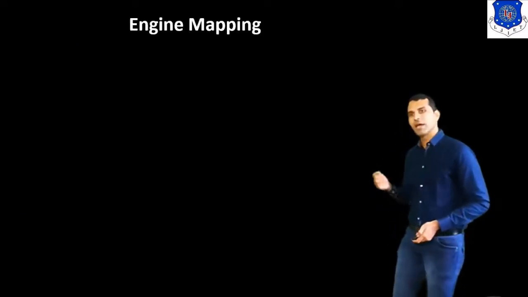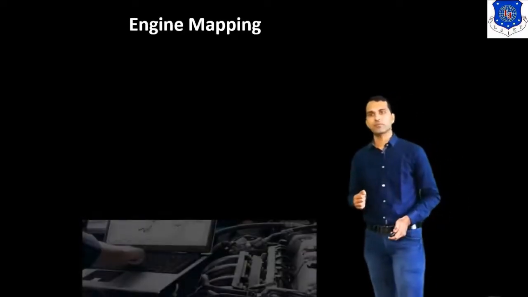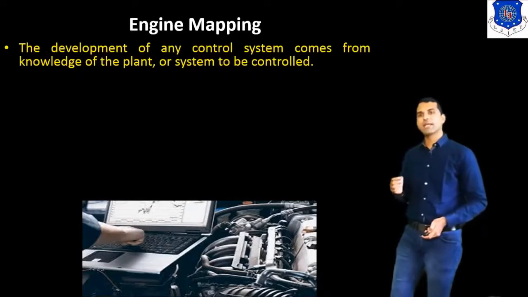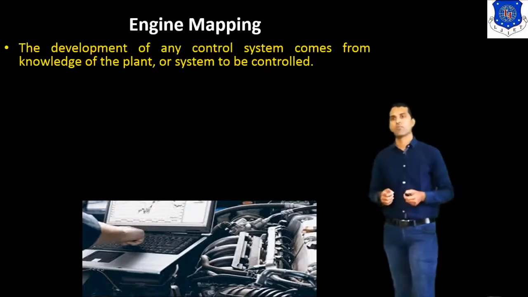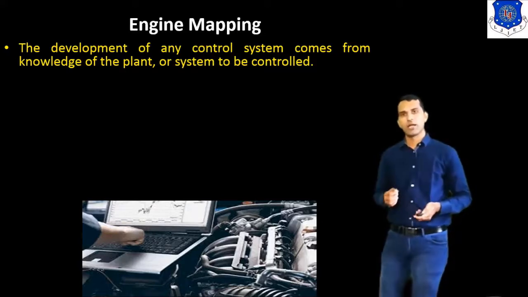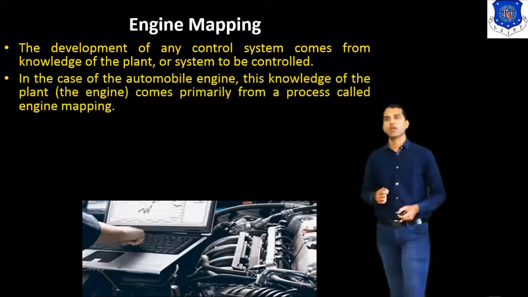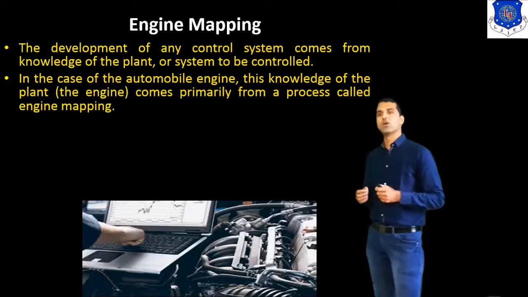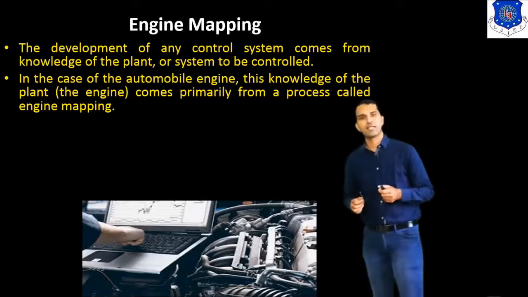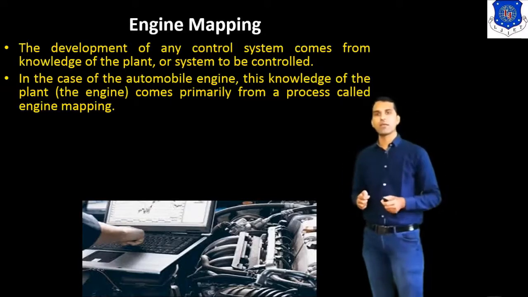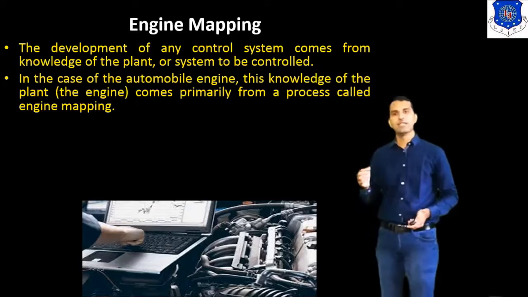And the last one is engine mapping. The development of any control system comes from knowledge of the plant, or the system to be controlled. In the case of an automobile engine, our plant is the engine, and this knowledge comes primarily from a process called engine mapping.